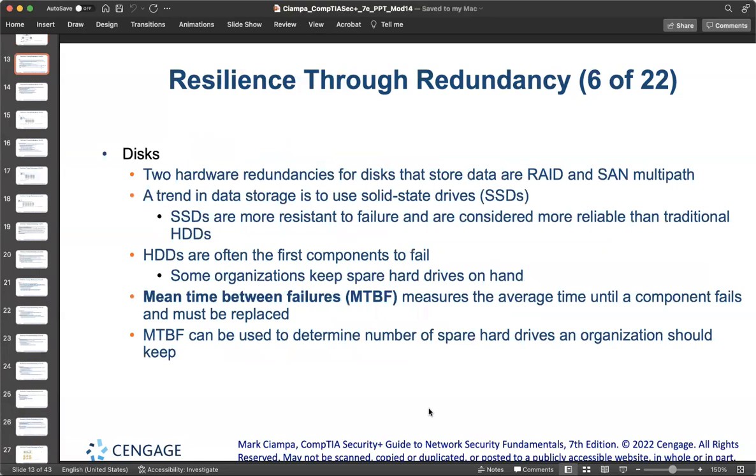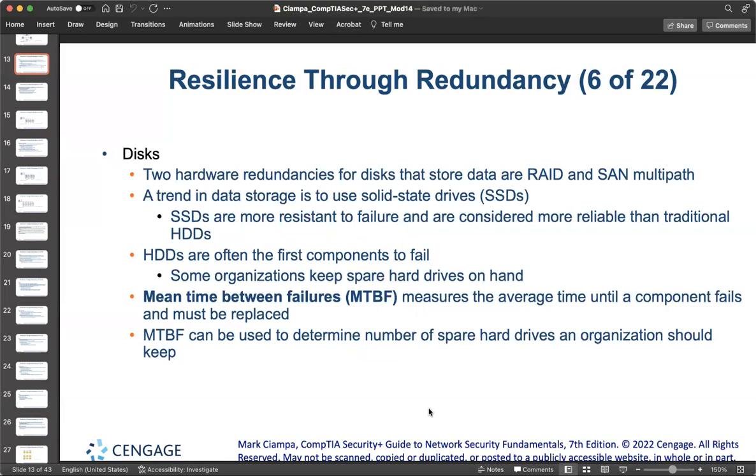Next, let's talk about the disks and resiliency through redundancy of the disk. Some of the topics we're going to talk about, we have discussed before, on the RAID, right? But anyway, there are two hardware redundancy methods for disks. We do have the RAID, or redundant array of independent disks, and then we do have the SAN, storage area network multipath.